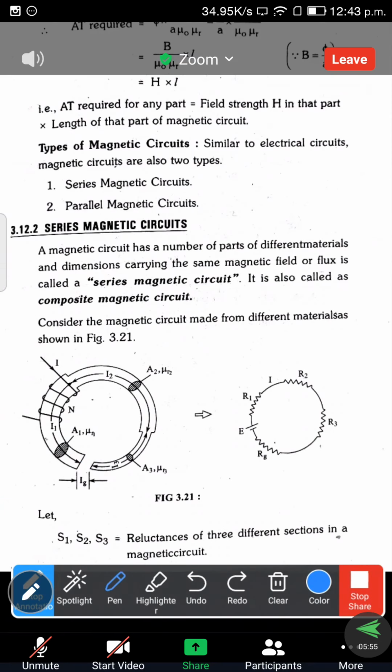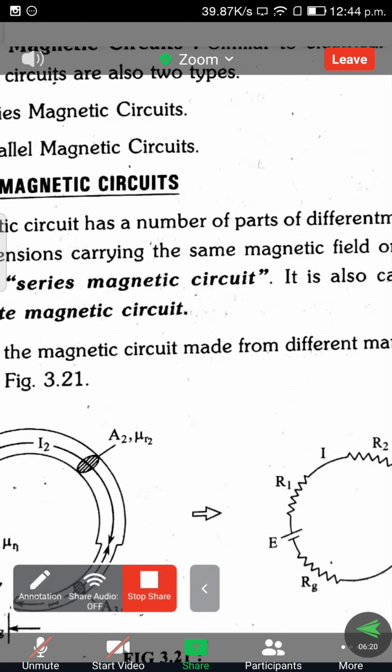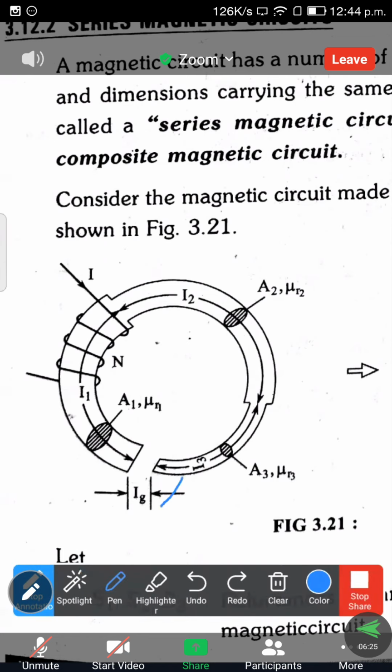But what we are assuming here: from the first material the current is I1, from the second material the current is I2, from the third material the current is I3. Next we are assuming the total current is I. So what we are taking here is I equals I1 equals I2 equals I3 equals Ig, because the same current is flowing through the series circuit. That series circuit concept we already know. These are the assumptions we have made here.